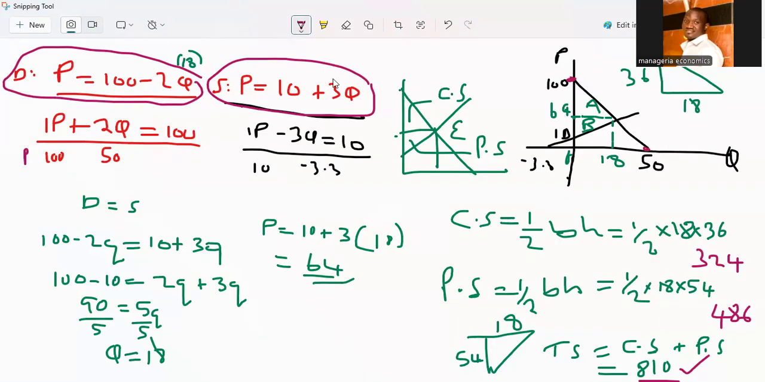Then we also go to the supply equation. There's p there. When this 3q crosses there, it becomes negative here, right? Then the 10 remains there. So 1 into 10, it is 10. That's why we put our 10 here, put our dot there. Then negative 3 into 10 is negative 3.3. That's why it's starting from here, negative 3.3. Then we join. That is how we sketch these equations.